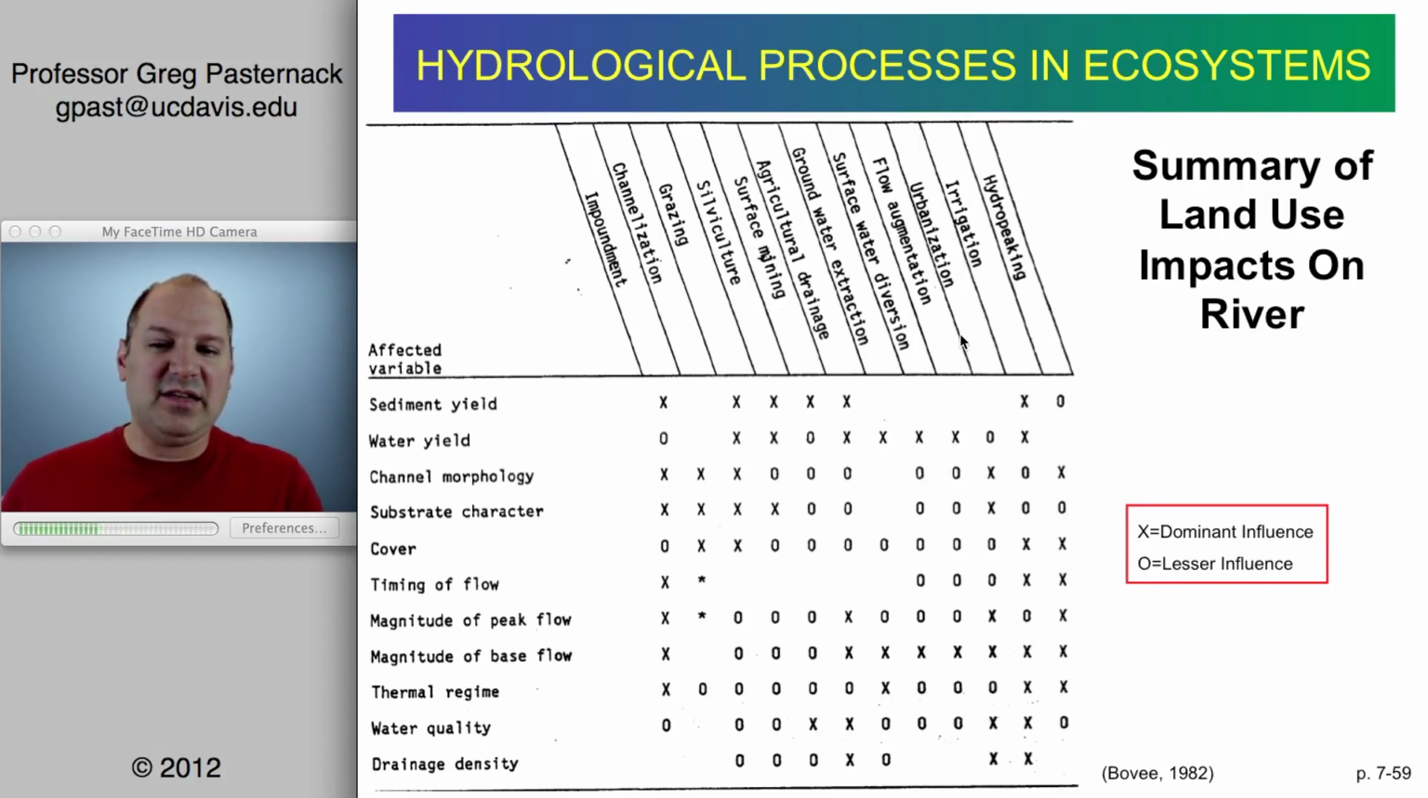And so how do these things affect the environment? They can affect sediment yield, water yield, and so on down the line. So it just shows how the physical system and water quality change in response to different effects. And I'll let you look through that on your own.